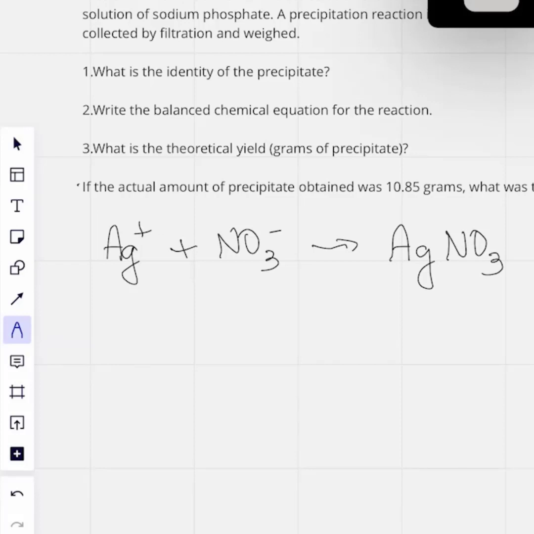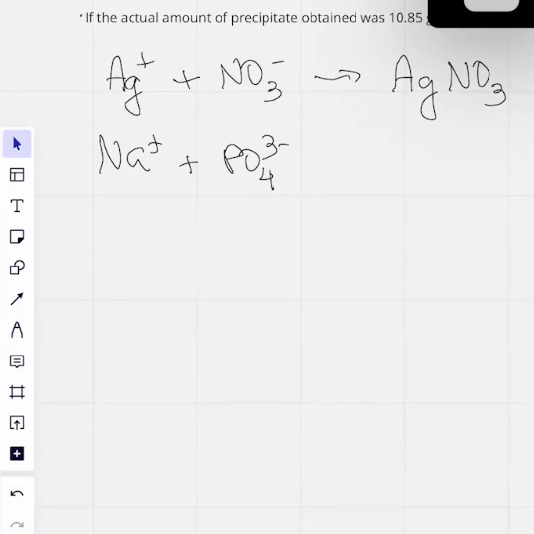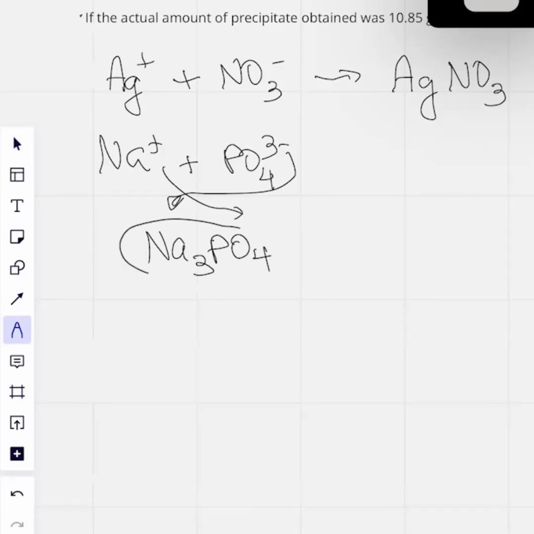Now the story with sodium and phosphate is a little bit different, because sodium is +1, but we said the phosphate ion has a -3 charge. So remember, one way of doing this is to do a crossover, where one ion's charge becomes the other ion's subscript. And so this would be Na3PO4. So we now have the formulas for our two compounds.